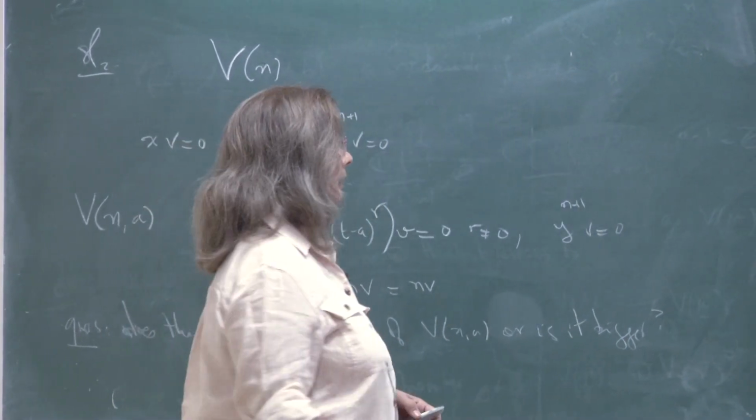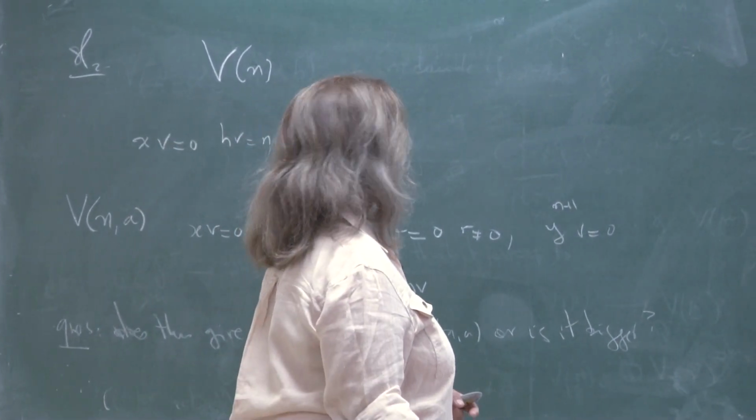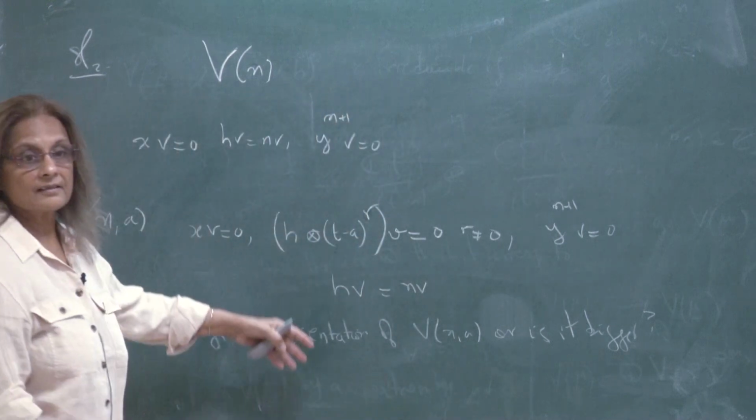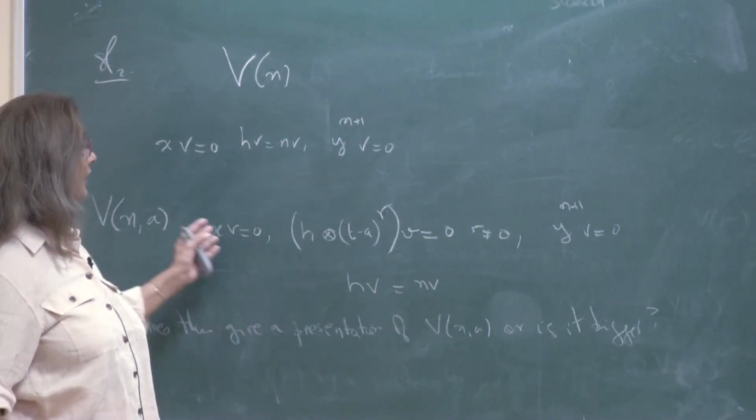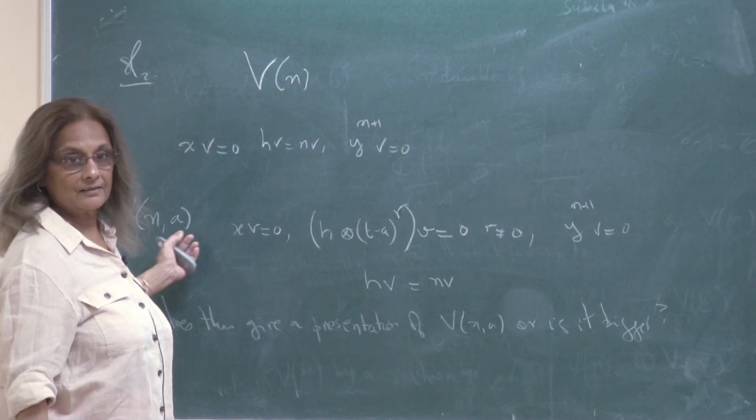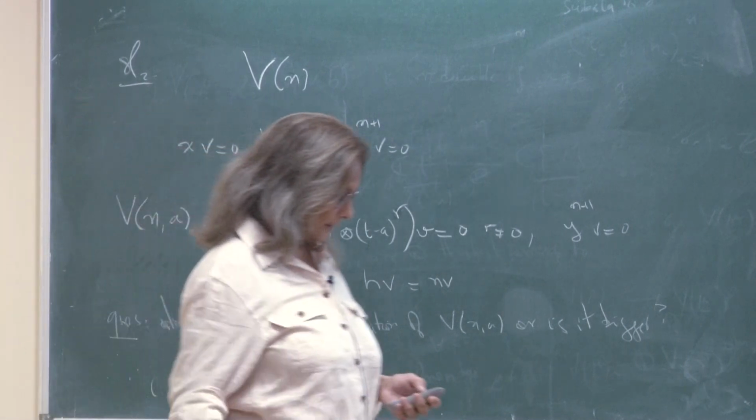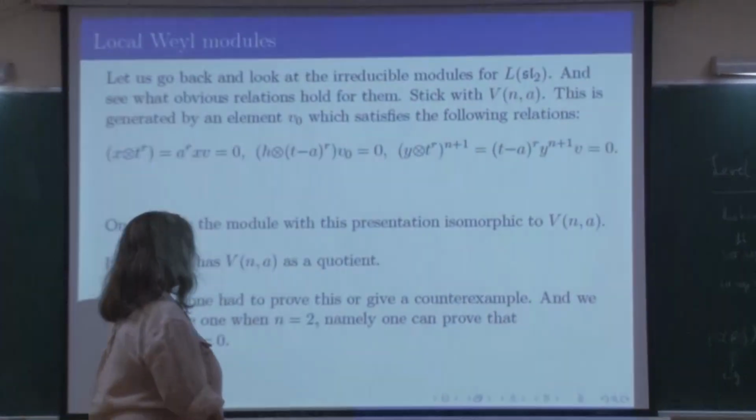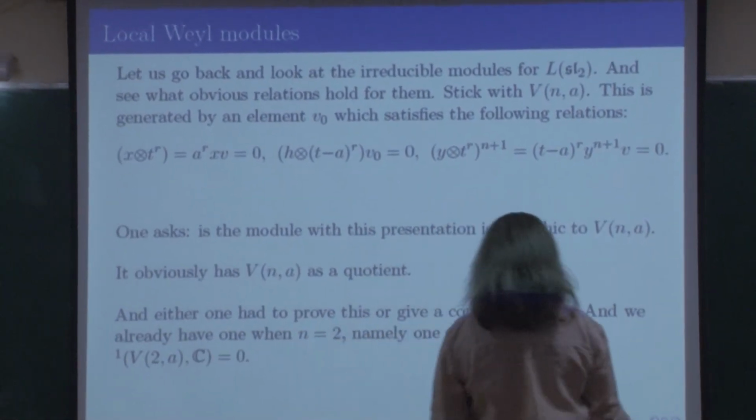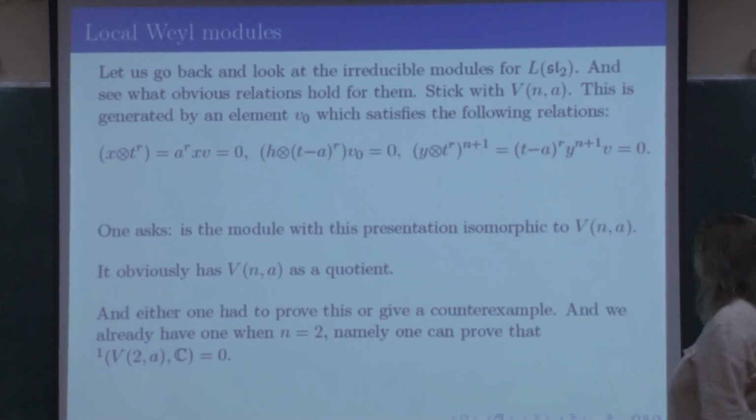So that's the question for us. And of course, since I built this module by looking at the relations that held over here, this is obviously a quotient, right? And so now the question is, is it isomorphic? And the answer is no. I see, I've got some error over here.